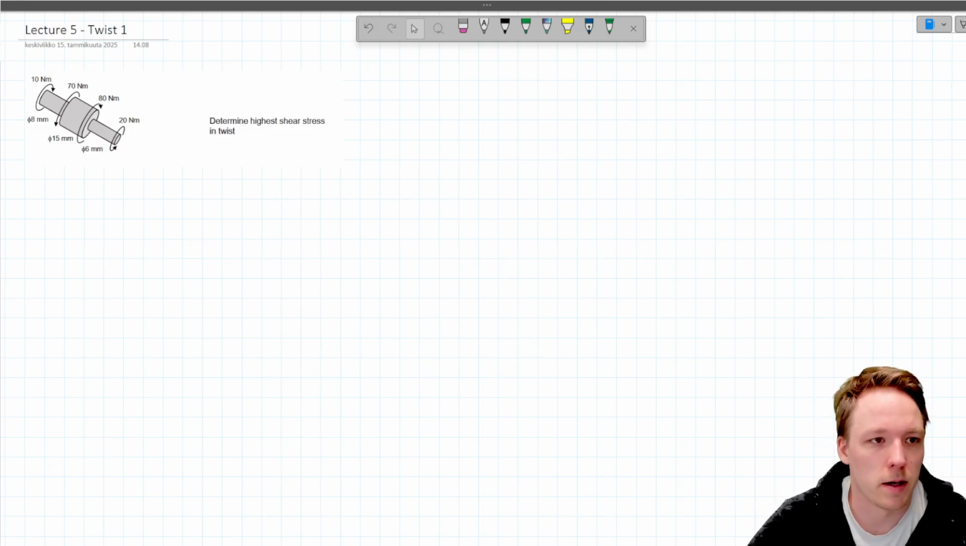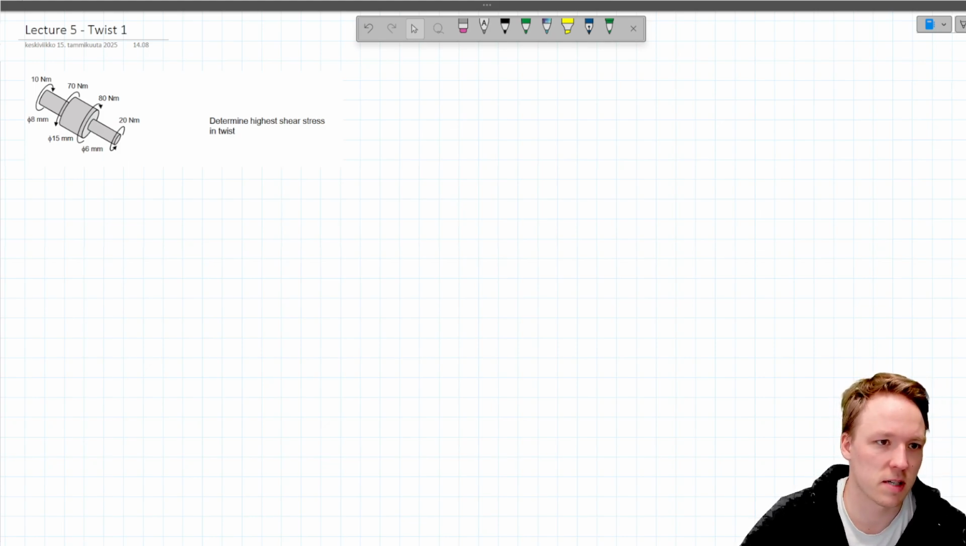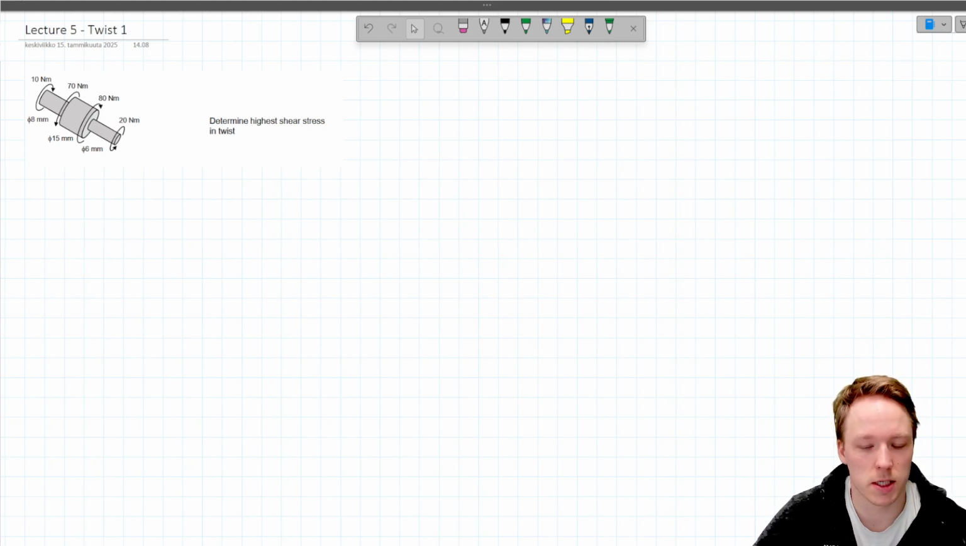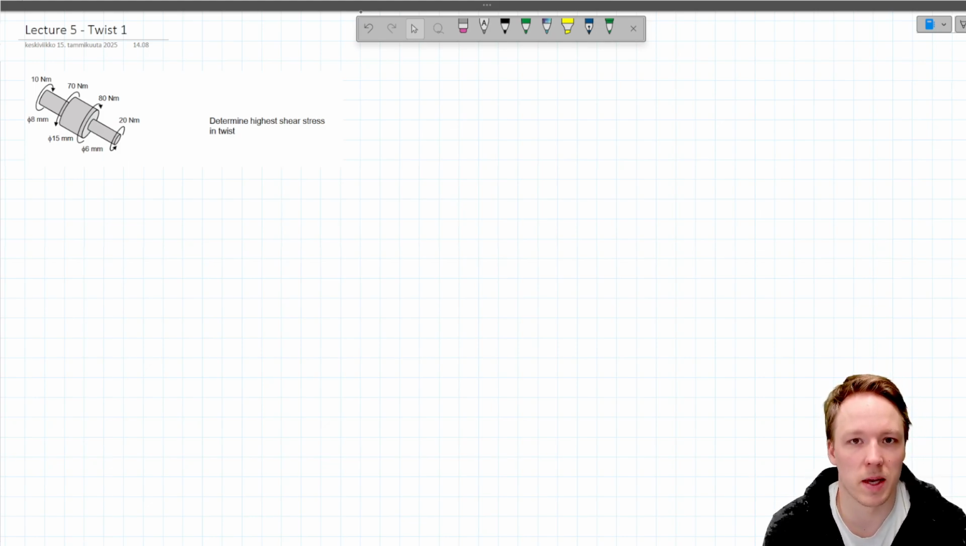So we have this piece of axle with 3 different cross-section diameters, 8 millimeters, 15 millimeters, and 6 millimeters. We have multiple external torques applied there, and we're asked to determine the highest shear stress in twist. Well, in this example, it's best to start with making a free body diagram.